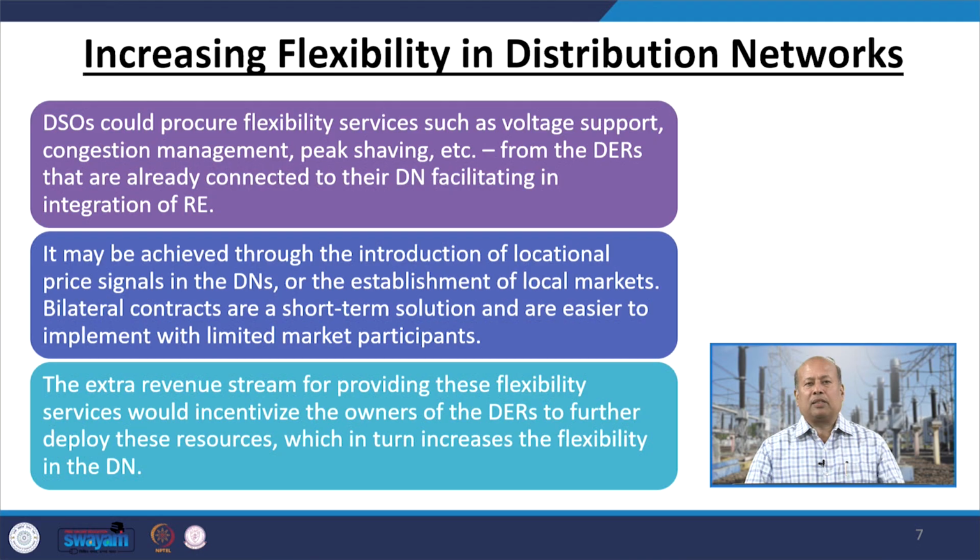Now, what kind of flexibility can we provide to the distribution network? DSOs could procure flexibility services such as voltage support, congestion management, and peak saving, and these are the kinds of flexibility the distribution system can enjoy through a DSO mechanism. From the distributed energy resources already connected to the distribution network, facilitating integration of renewable energy may be achieved through the introduction of a locational price signal in the distribution network.